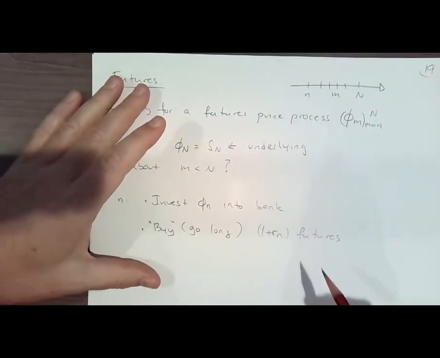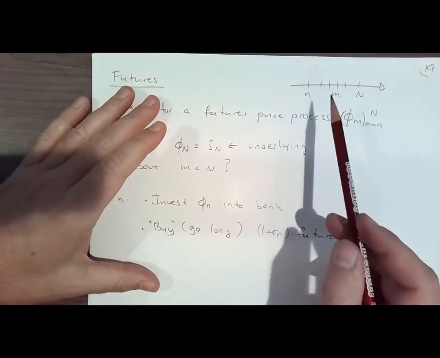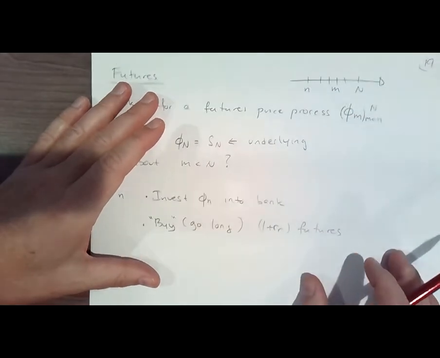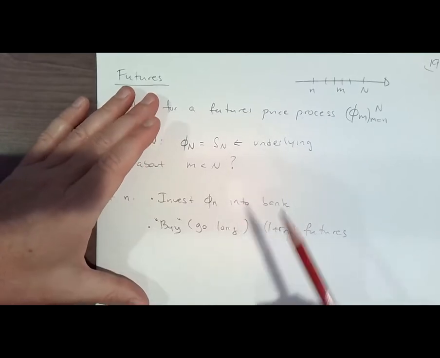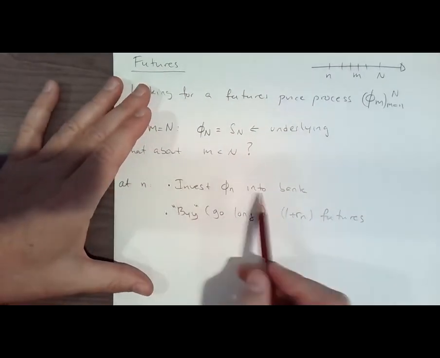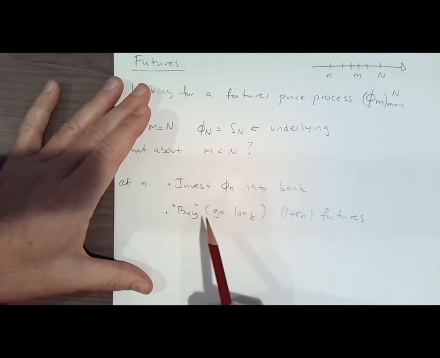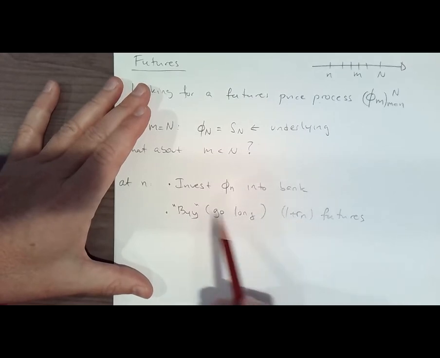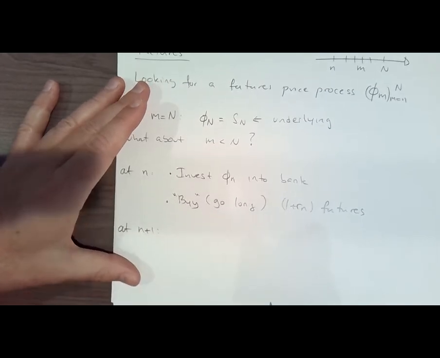But if we enter a futures contract, we're going to be facing future payments at all these time points after n, right? And the thing that determines how much we have to pay is this futures price that we're trying to determine. So this is what we do at time little n: we have this amount of money, we put it into the bank, and then we buy this amount of futures. Buy meaning go long. So then at time n plus 1, something happens.